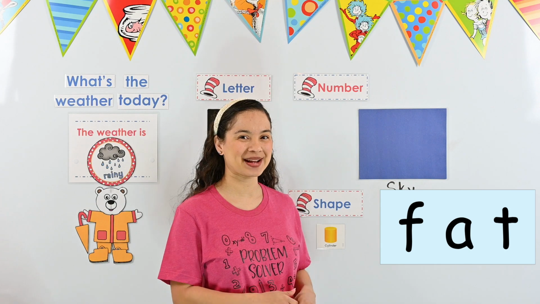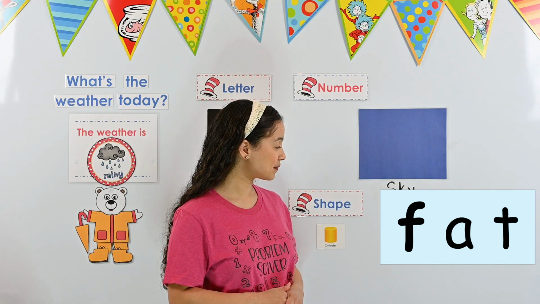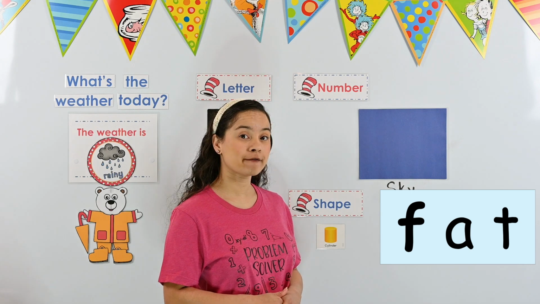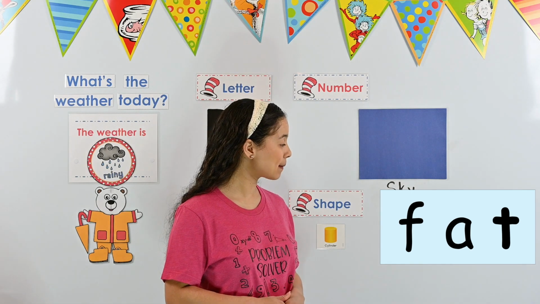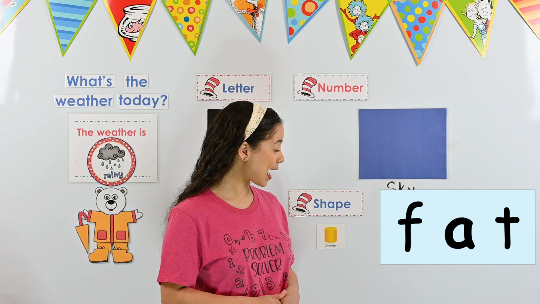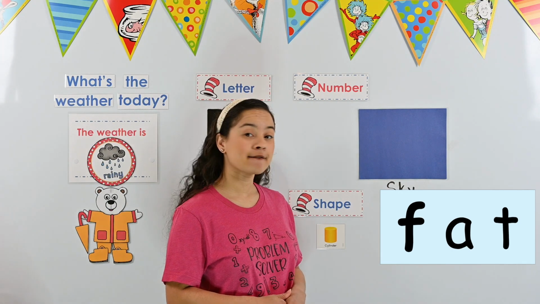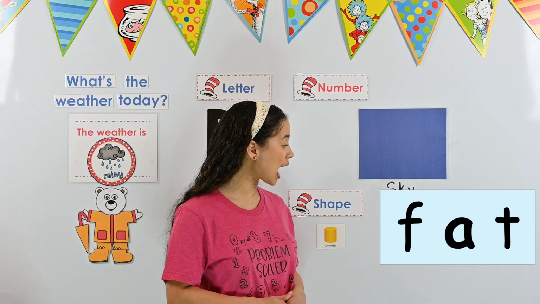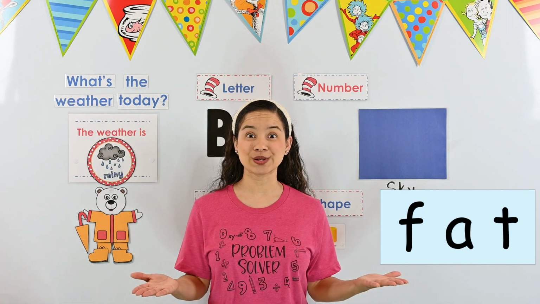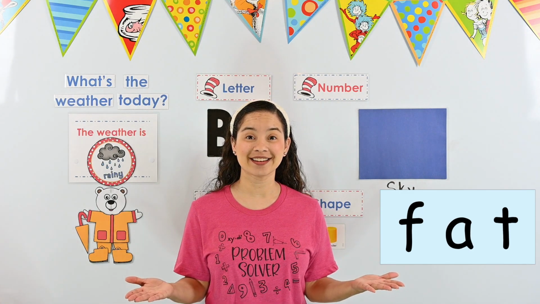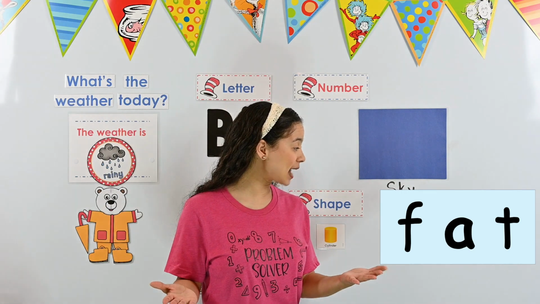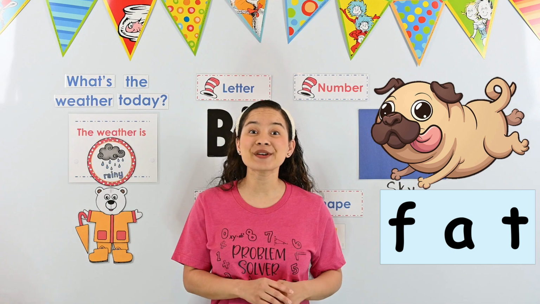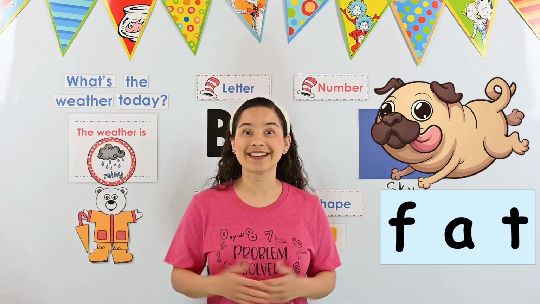Okay, now we have to put those sounds together to see what word the letters make. Let's sound it out. Ready? F, a, t. F, a, t. Fat. Do you know what our word of the day is? Fat. Our word of the day is fat.